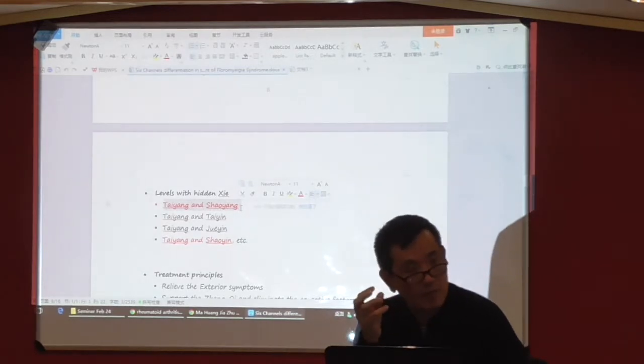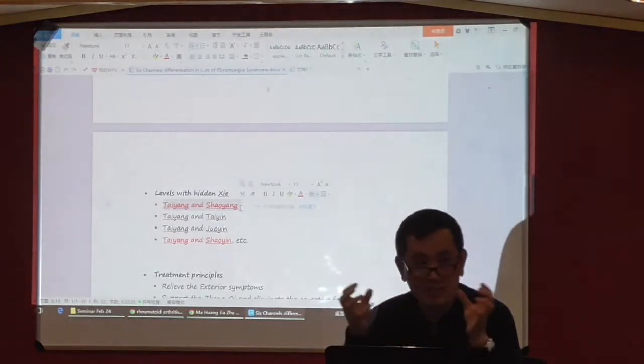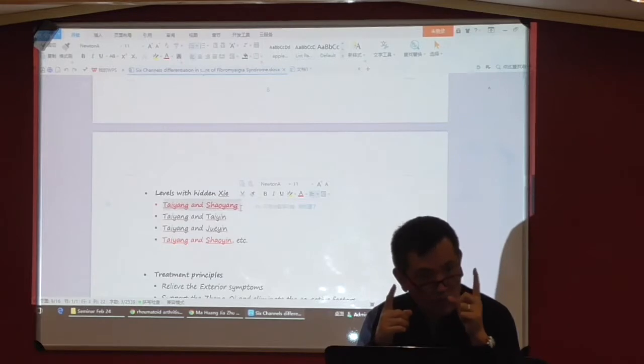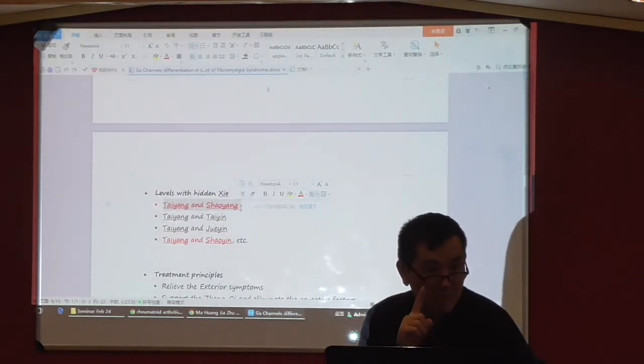Most widespread, fibromyalgia, is so long existing for so long time. Why? Because there's combination. Not only one syndrome, 2 syndromes. Let's look at that. Sometimes even 3 syndromes together.